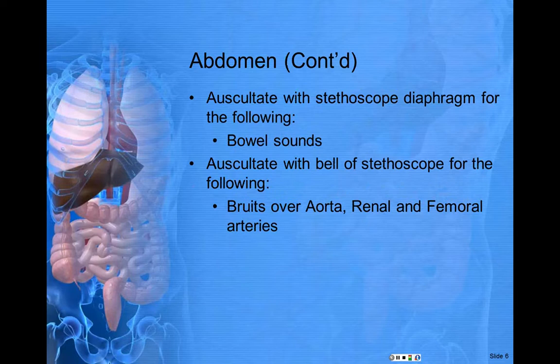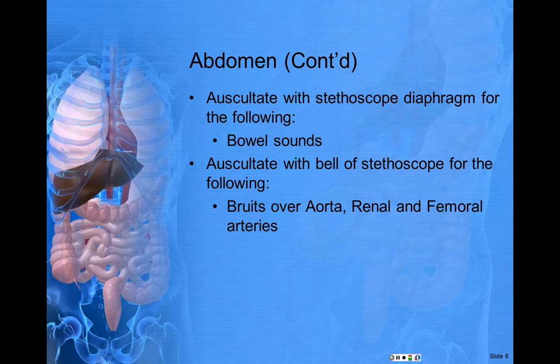Then our next step is to auscultate using our stethoscope and the diaphragm. What we're going to listen for with the diaphragm is bowel sounds. The bowel sounds should be heard in all four quadrants, as you should be aware of as an RN. You probably do this on all patients in the hospital setting.